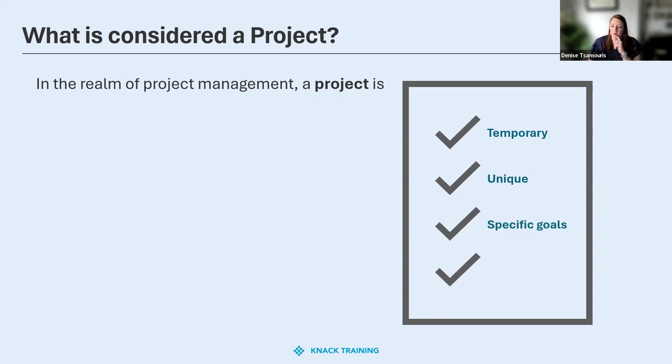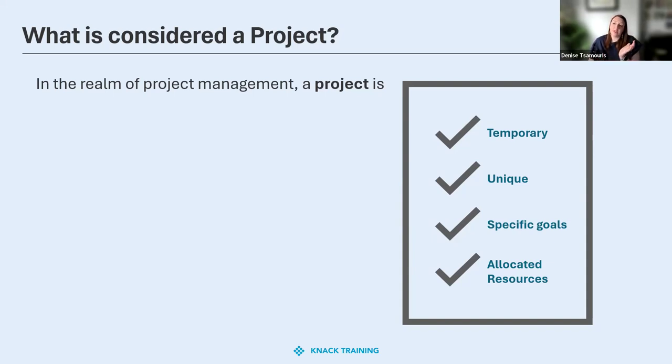You have specific goals. Projects are undertaken to achieve a specific goal or an objective. And then you have the allocated resources. We'll talk about that when we talk about our project charter. But you have to have resources, including personnel, budget, materials to achieve your objectives. Resource allocation is a key aspect of project management.